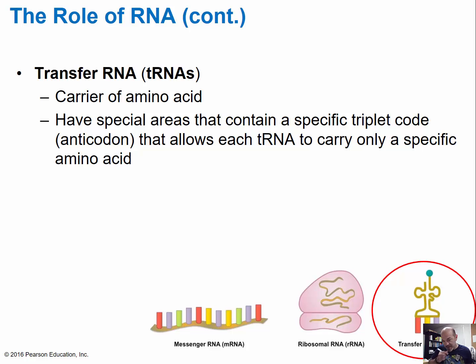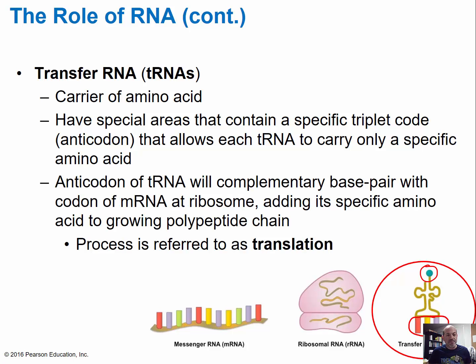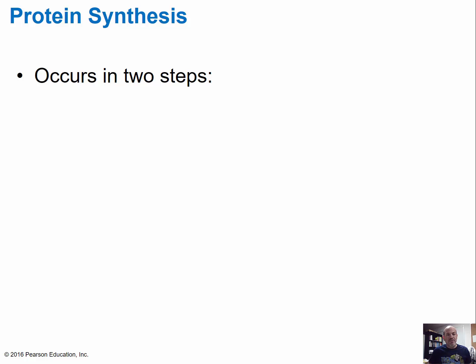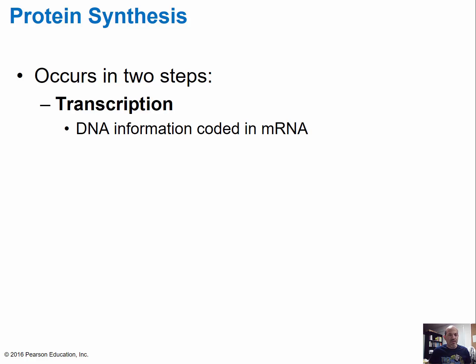If you look at the picture down here, the triplet would be right here, the triplet of 3 bases. And whatever that triplet is specific for, the amino acid is being carried in on the other end of the tRNA. The anticodon on the tRNA is complementary base paired with the codon on the mRNA at the ribosome, adding its specific amino acid to the growing polypeptide chain. When it does this, the process is called translation because we're translating from nucleic acids to amino acids in the polypeptide. So protein synthesis occurs in 2 steps, which we mentioned already.